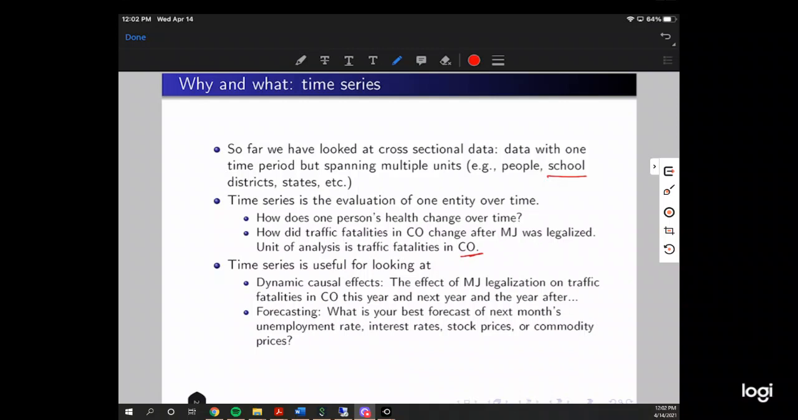Time series is useful for looking at dynamic causal effects, or the effect of legalization on traffic fatalities in Colorado this year and next year and the year after and so forth. And it's useful for forecasting. What is the best forecast of next month's unemployment rate, interest rates, stock prices, or commodity prices?